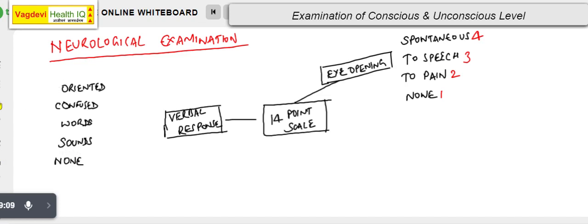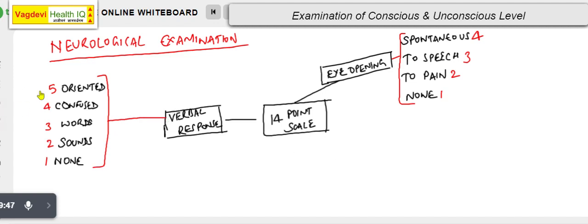So oriented here, what is the point that has been given? Anybody has any idea? Have you read it? Have you seen the chart in the hospital? Oriented has been given 5. Confused 4. Words 3. Sounds 2. None means 1. Descending order. So these were the subcomponents of verbal response.